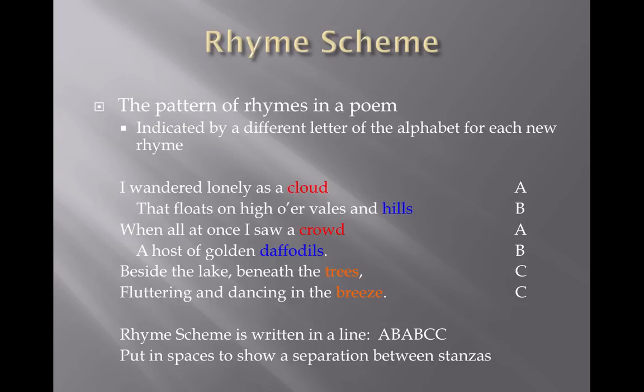And we put spaces to show a separation between stanzas. So if this poem had, and it does, a second stanza, I would want to look to see, does the rhyme scheme match? Is it A, B, A, B, C, C? Or does it start over in some kind of new type of rhyme scheme? Maybe it's A, B, A, B, A, B, or A, A, B, B, C, C. So we're always looking to see what the rhyme scheme is.